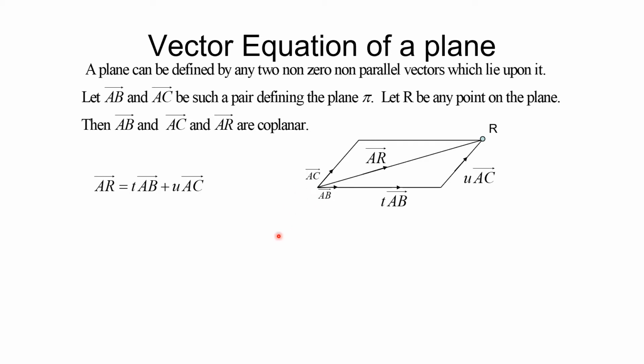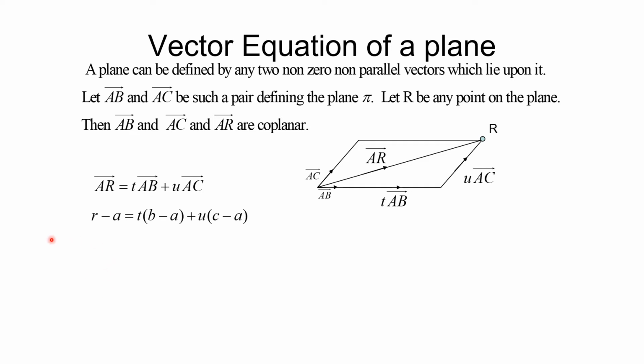Okay. So in this case, based on this diagram, this vector AR, from the basic law of vector addition, is AB add with AC. When you add AB and AC, the resultant will be AR. So in this case, we are assuming, because we are not sure of the magnitude, a constant T multiplied by vector AB and constant U multiplied by vector AC. So AR is TAB plus UAC.